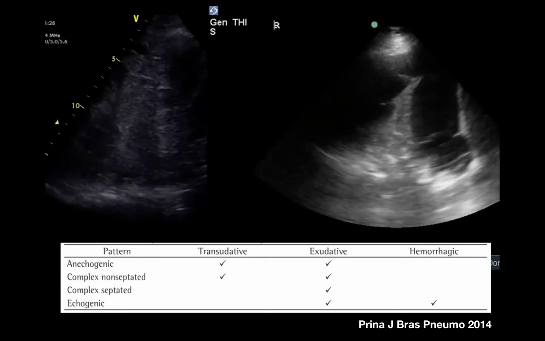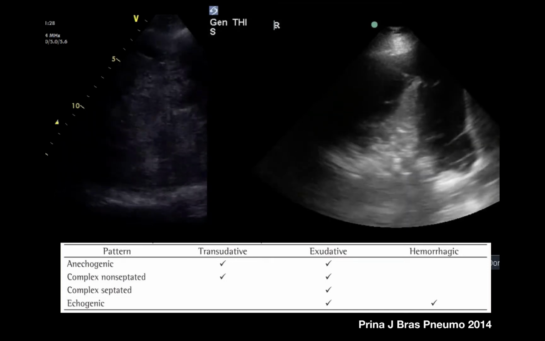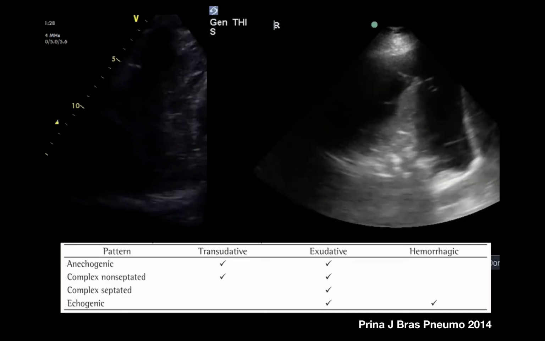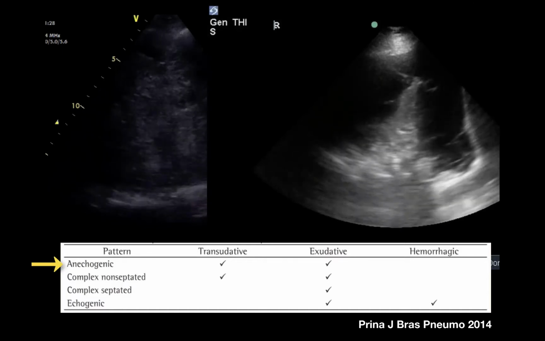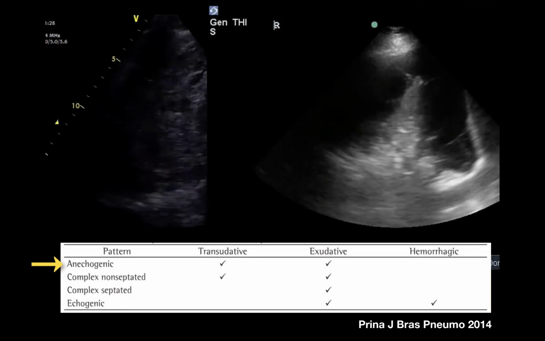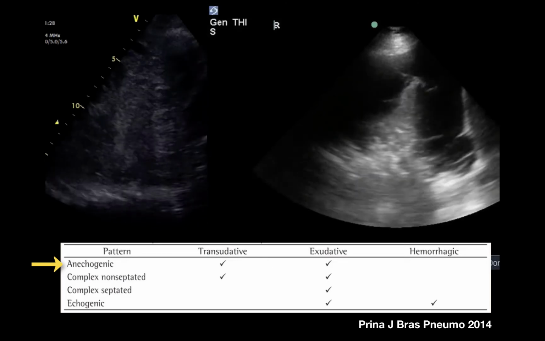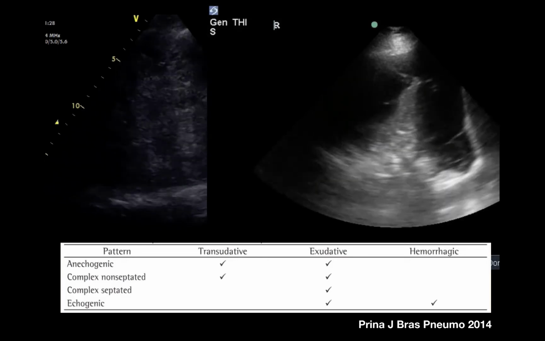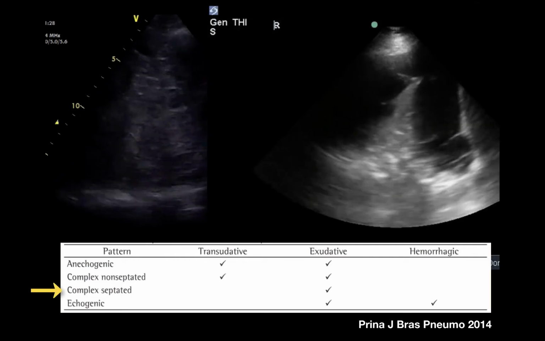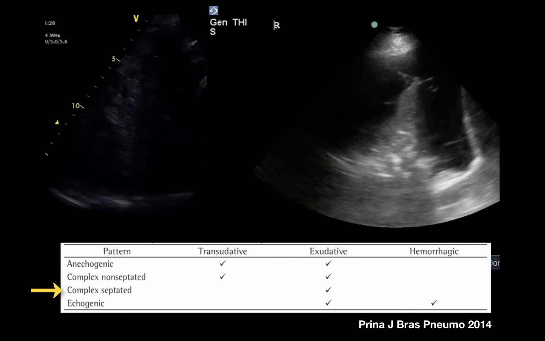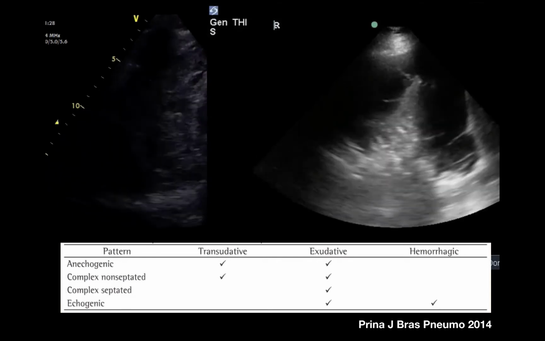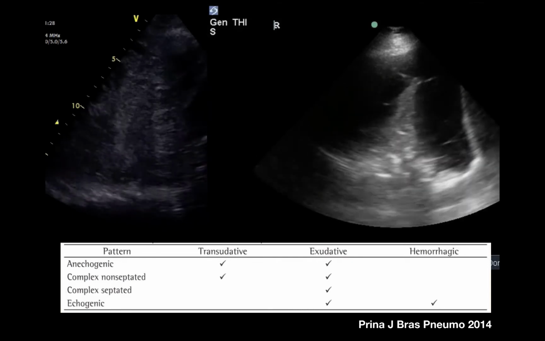These patterns can, to some extent, help guide you into what the etiology is. In general, an anechogenic pattern will either be transudative, most likely transudative, and can be exudative as well in some situations. In comparison, a complex septated or echogenic pattern usually represents an exudative pattern or a hemorrhagic pattern. This, of course, has to be interpreted in the patient's clinical context.